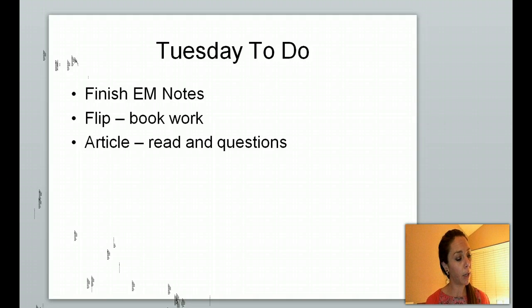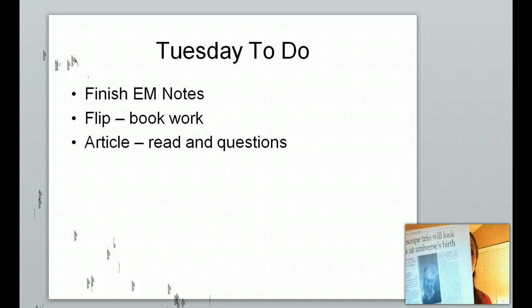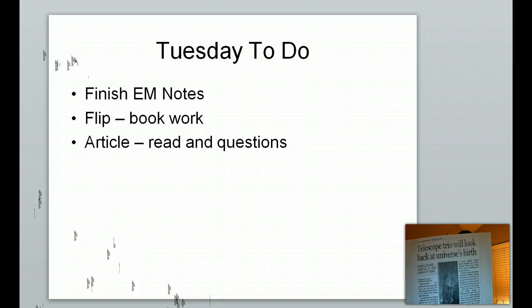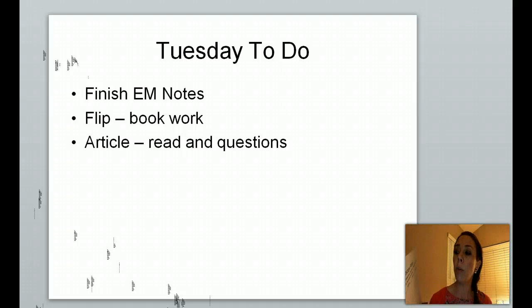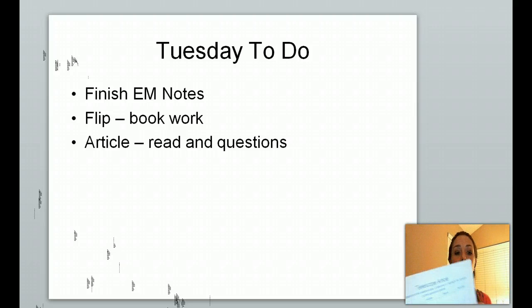The last thing I have for you is a telescope article. Looking at technology and what we do with those electromagnetic waves, there's an article that says Telescope Trio will look back at universe birth. It's looking at 3 different types of telescopes. If you flip it over, it talks about the Hubble, the Planck, and the Herschel. I want you to read through the article, and then there's an organizer you need to fill out.